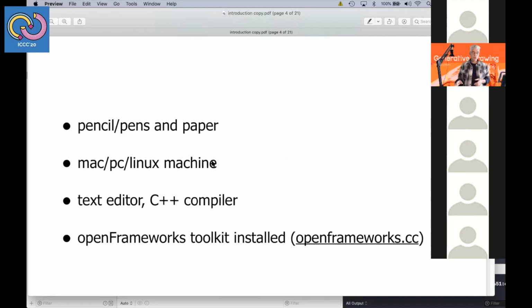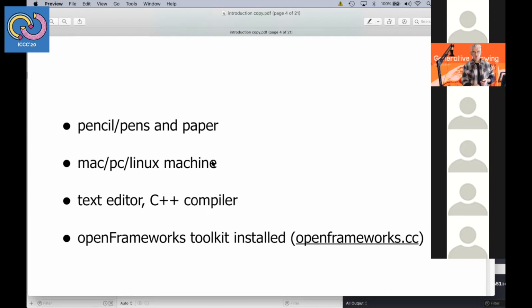And hopefully you have downloaded in advance and installed the openFrameworks toolkit for C++, which you can get from openFrameworks.cc. Now, if you haven't done these things, don't worry. You can still get quite a lot out of the workshop and see the examples, and we'll walk through some of them. If this is all gravy for you, then I'm really happy to get involved in more engaged conversation, especially to learn from what you're doing in your practice.